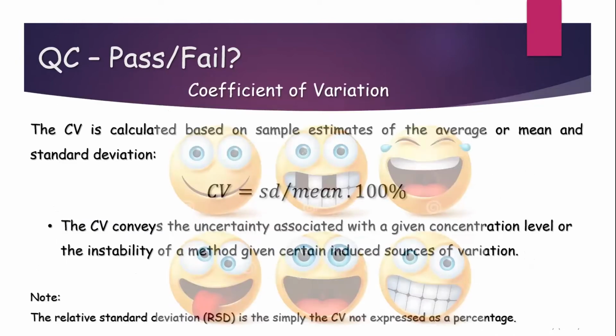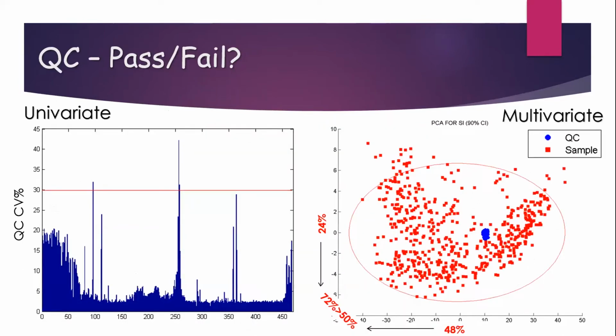Just a quick recap for those of you who may not be familiar with the coefficient of variation. The CV is calculated as a ratio of the standard deviation to the average. And in the QC setting, the CV conveys the instability of the method. Univariately, the CV works really well. You can look at problem compounds and you can adjust accordingly.